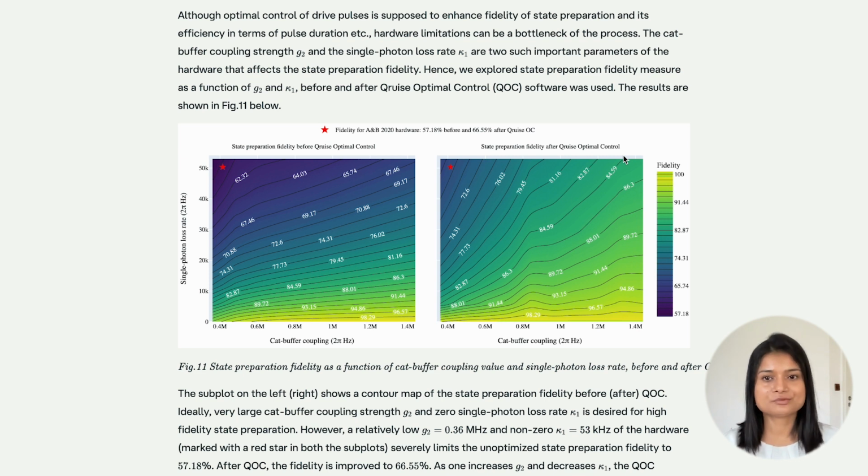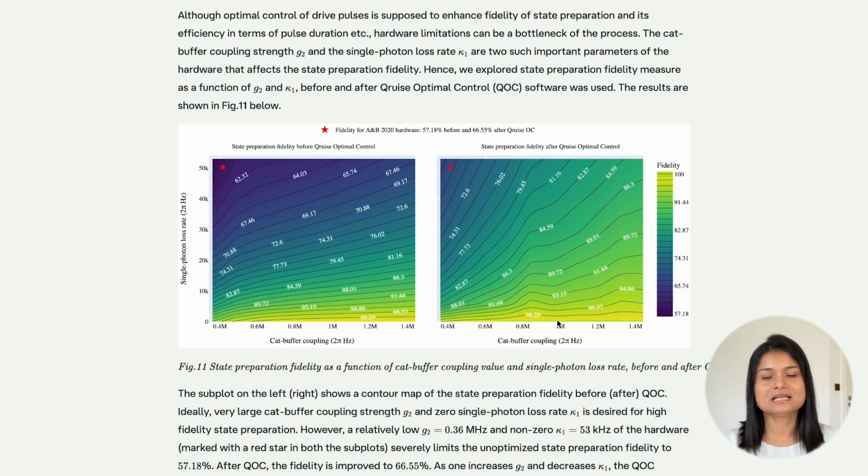One can see obvious improvements in the state preparation fidelity due to the optimal control protocol by referring to the color legend on the right. Before optimal control, fidelities tend to be of lower value, depicting mostly dark green and bluish regions in the phase space. And after optimal control, the contour depicts higher fidelity regions with lighter green and yellow colors. In some cases of high G2 and low kappa 1 values, it even surpasses 98% fidelity.